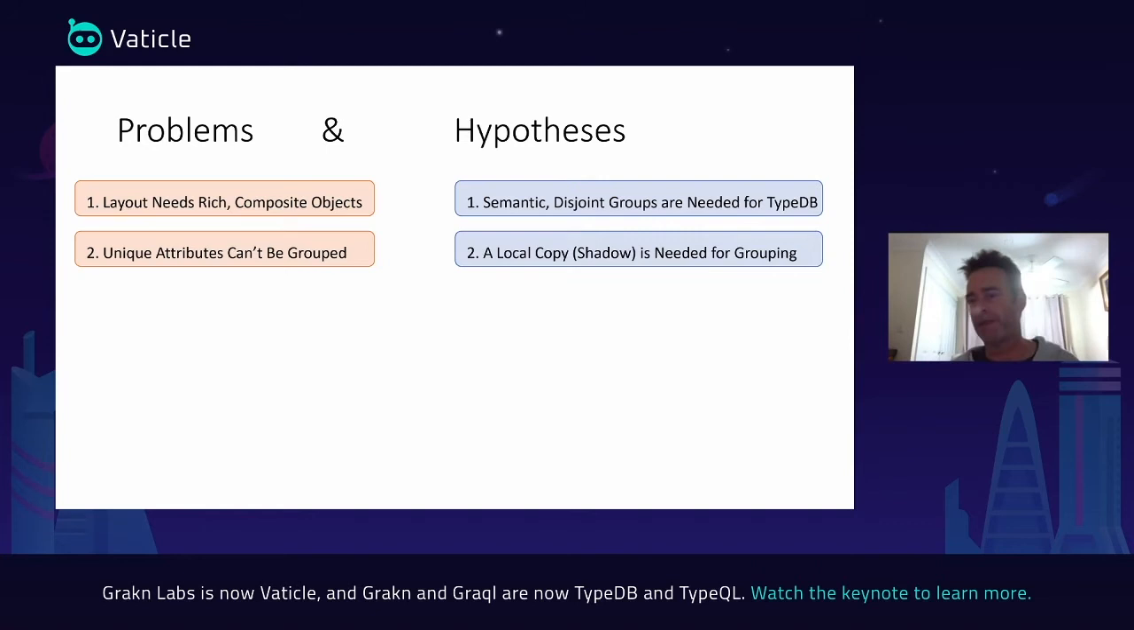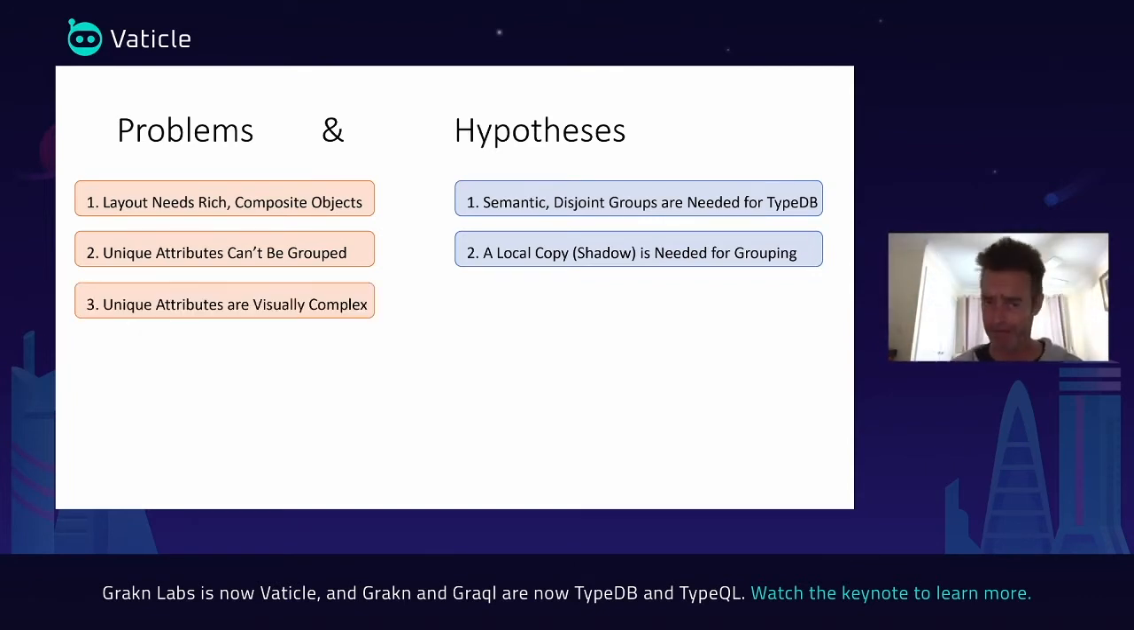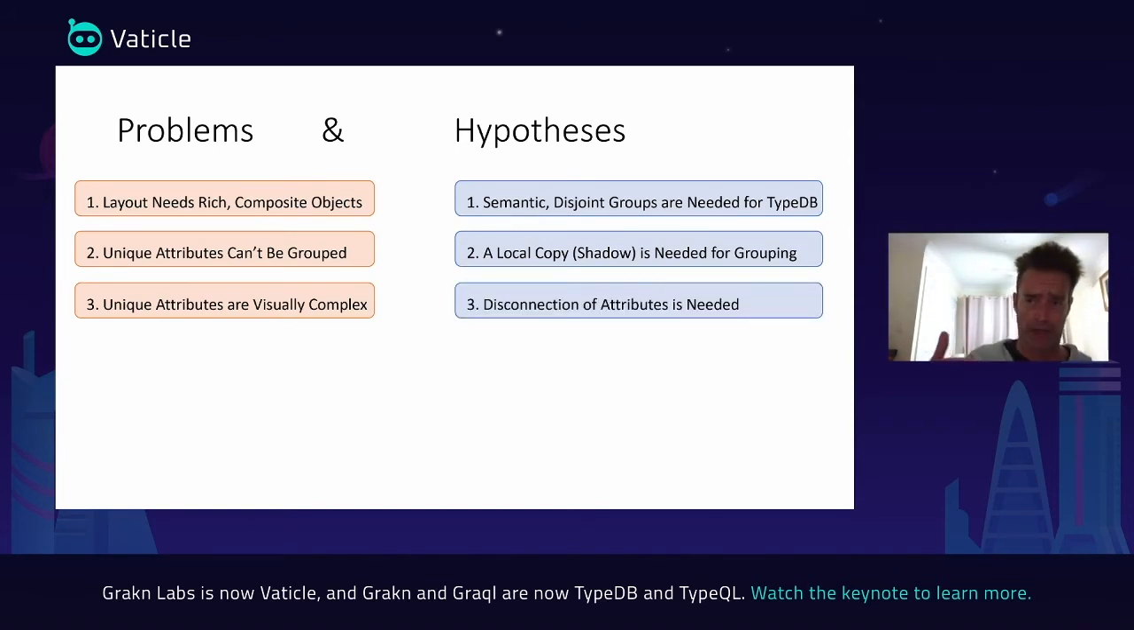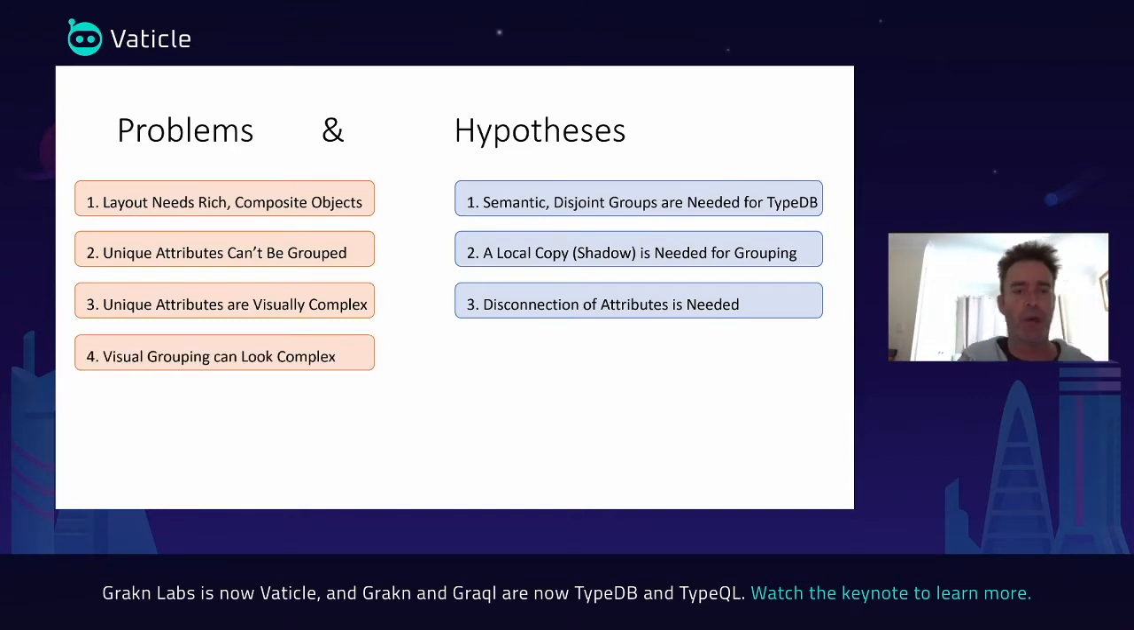So a hypothesis is that we'd need to create some kind of local copy, a shadow copy, if I wanted to do grouping. The other thing is that unique attributes are visually complicated because of the way force graphs work with force and tension, etc. They cluster things around them. So I'd actually need to disconnect them if I wanted to get some kind of layout that showed the semantics of what was going on.